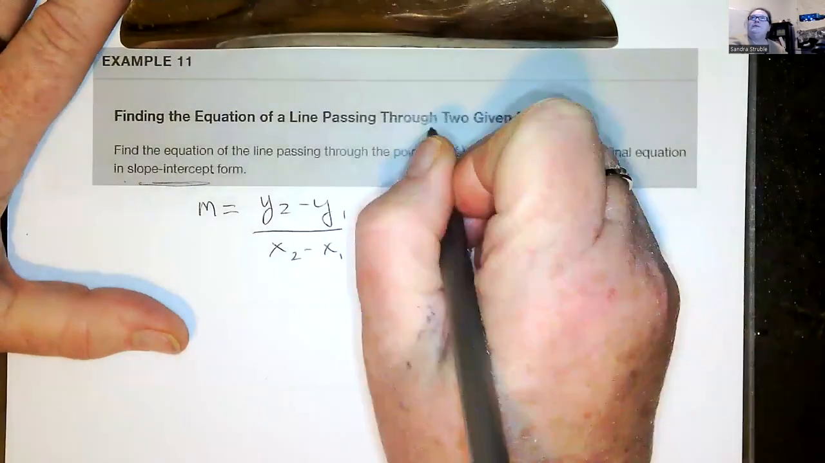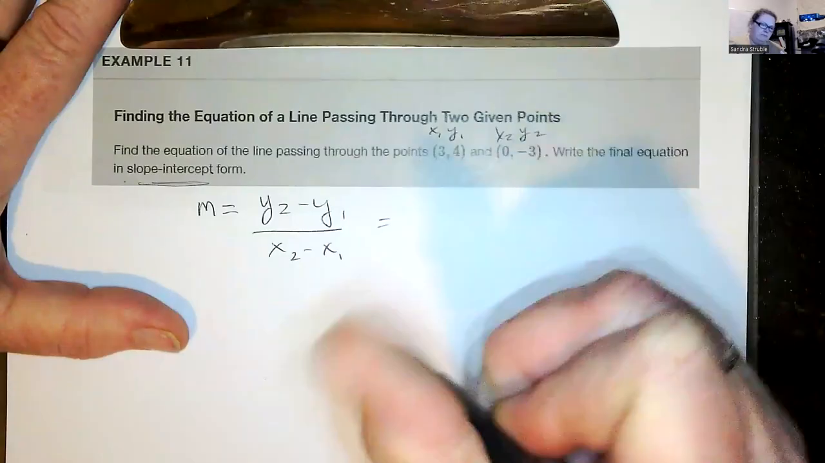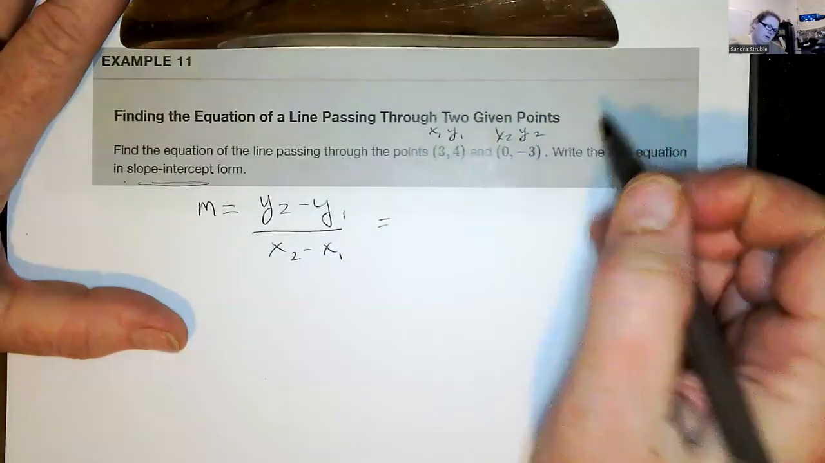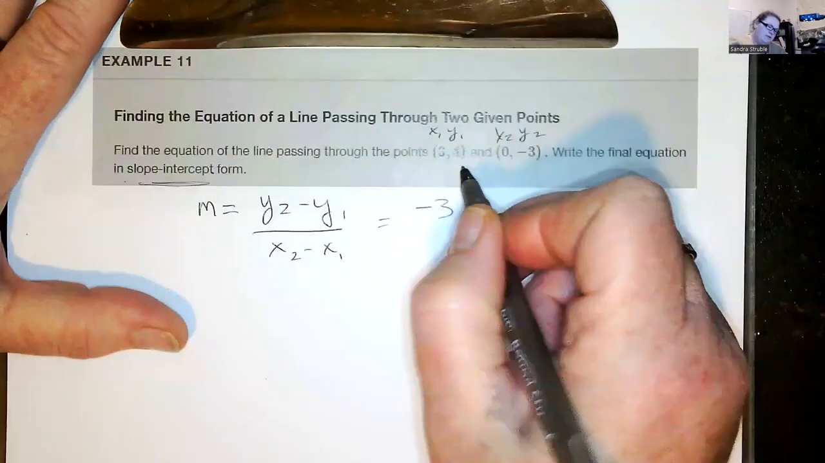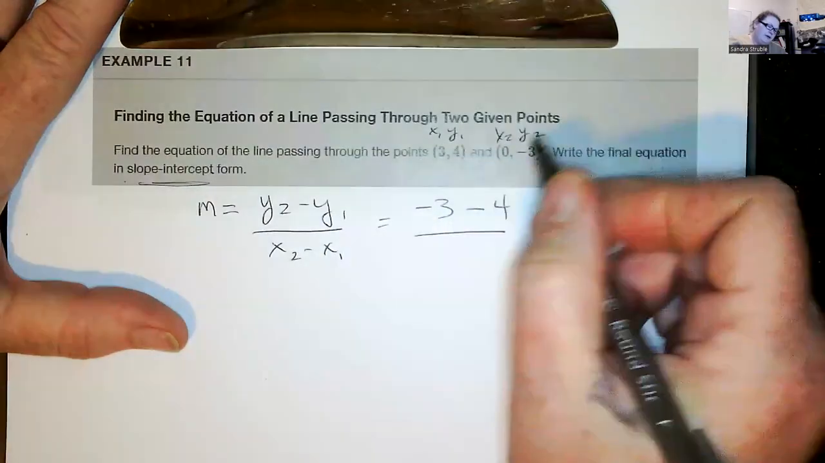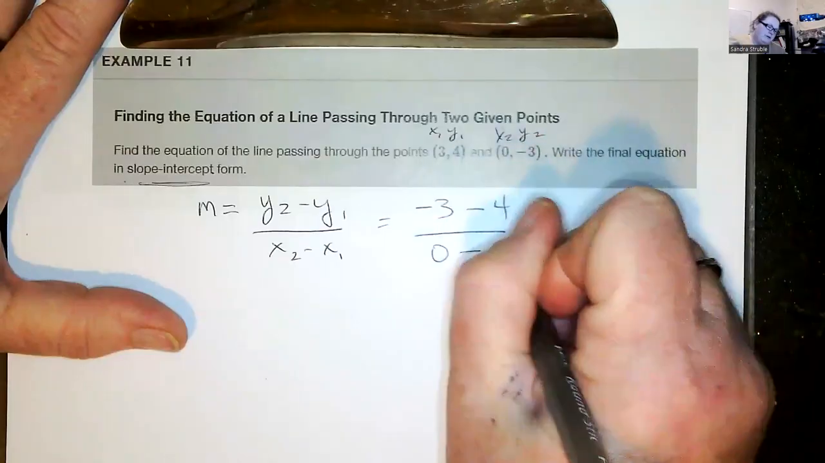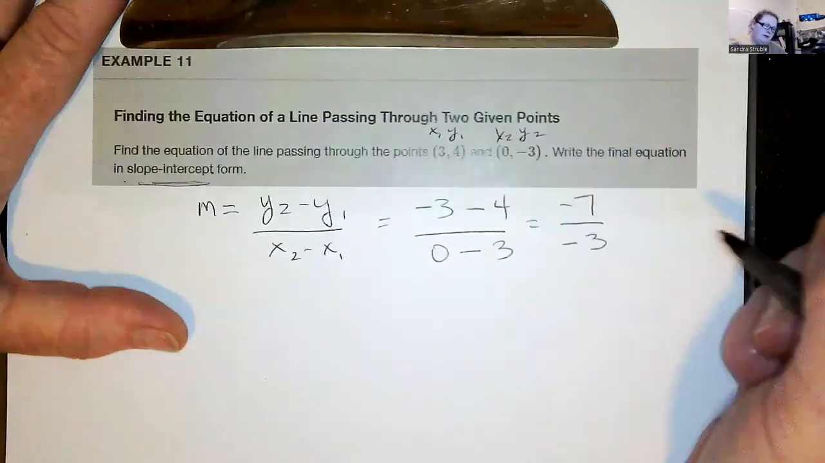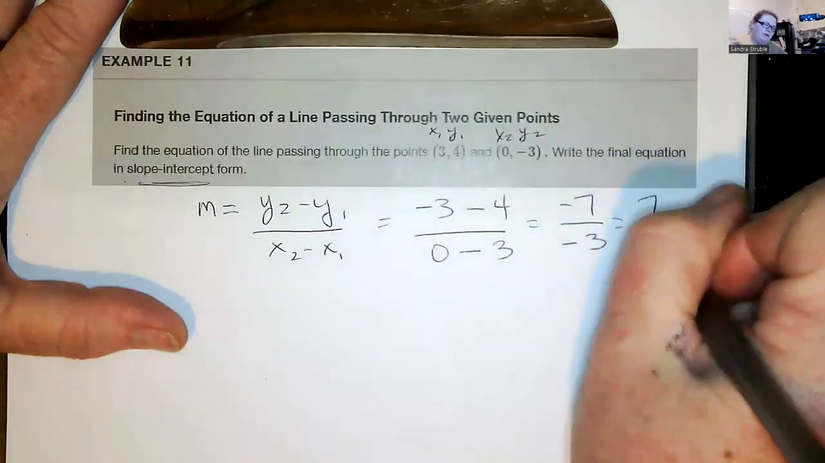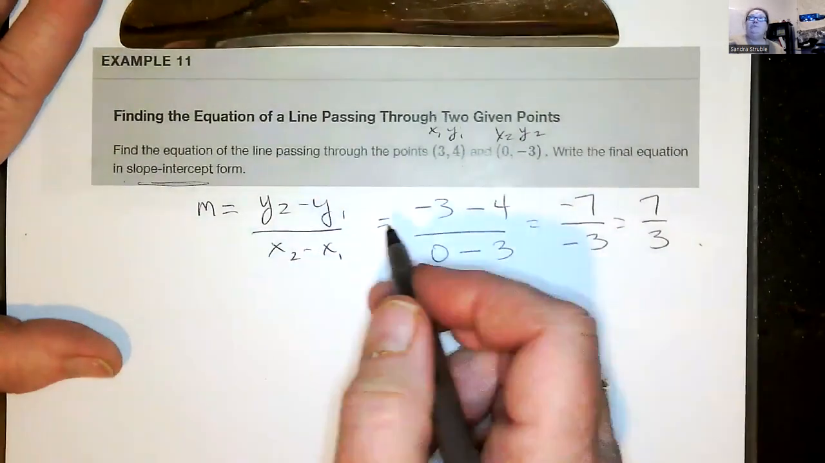I'm going to label them x sub 1, y sub 1, and x sub 2, y sub 2. All right, y sub 2 is -3 minus y sub 1 is 4 over x sub 2 is 0 minus 3. All right, so that's -7 over -3, which is just 7/3. I'm just going to leave it in that format.